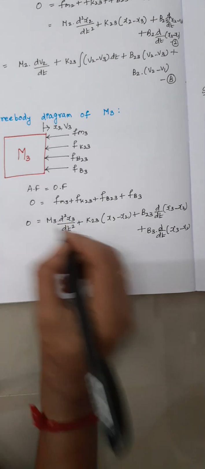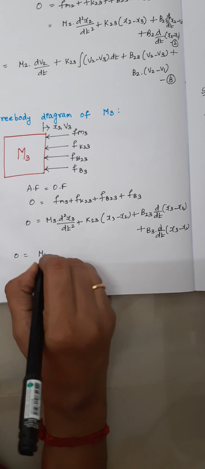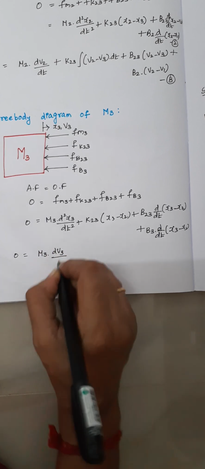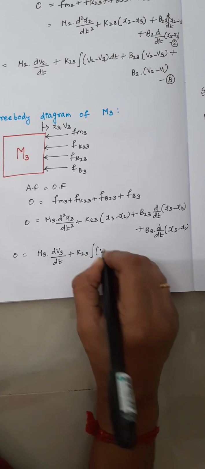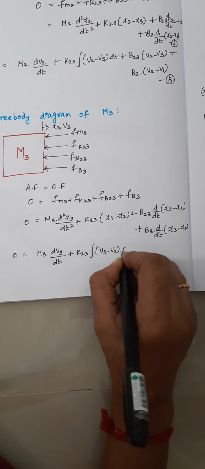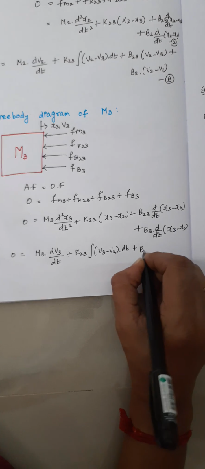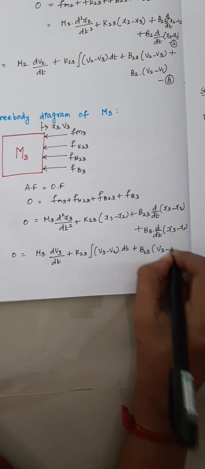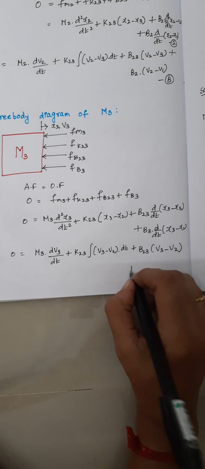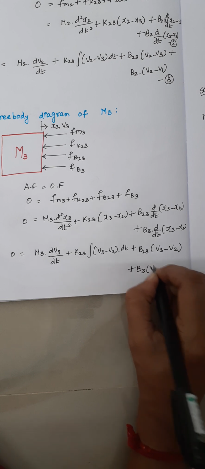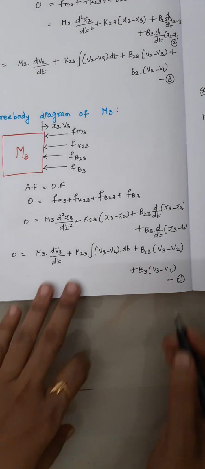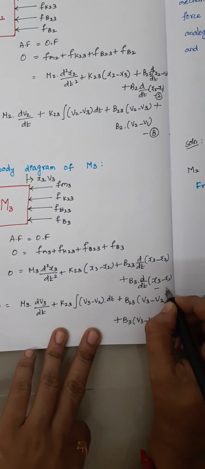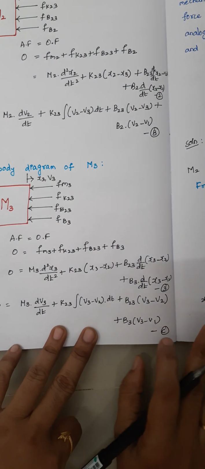Now just again replace displacement with velocities. We will be having 0 equal to M3 into dv3 by dt plus K23 into integral of v3 minus v2 into dt plus B23 into v3 minus v2 plus finally B3 into v3 minus v1. Let this be expression number C and let this equation be equation number 3, right.